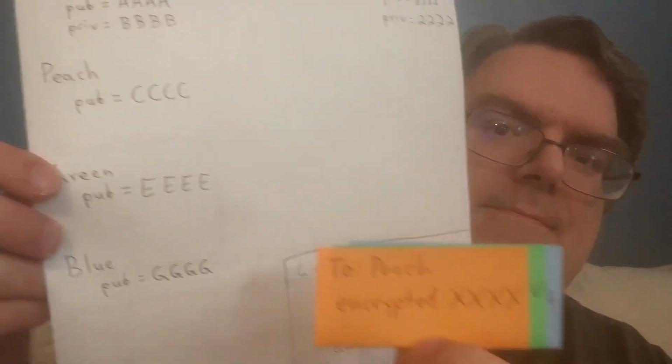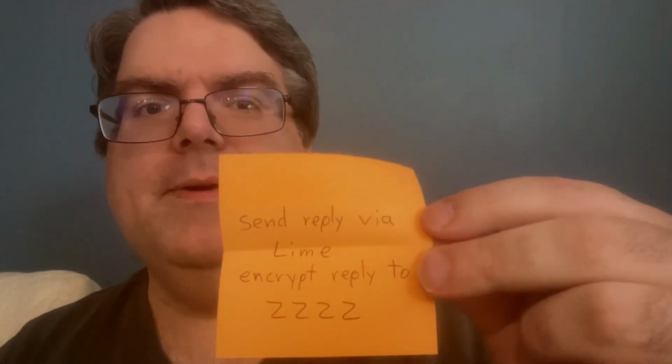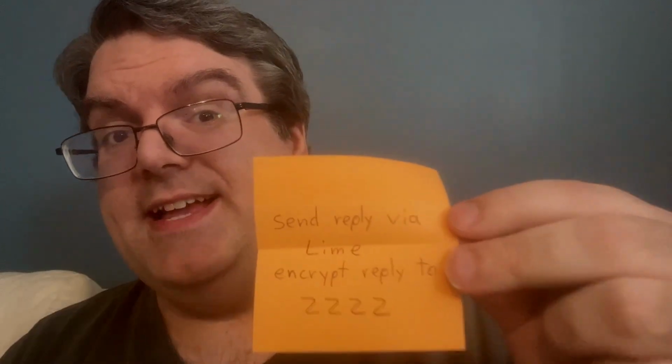Okay. We can do that. We can send the reply via peach, and we will just take this entire thing and wrap it up just like we did before. Now we have one to peach that is encrypted using the key XXXX. But again, this doesn't match what peach has. All right, fine. Well, peach has the instructions that say, send this reply via Lime and encrypt it using the key ZZZZ.